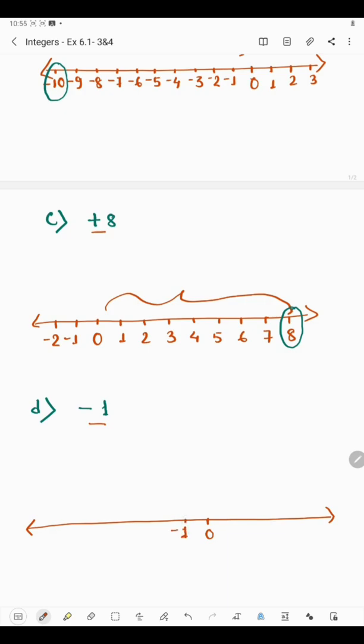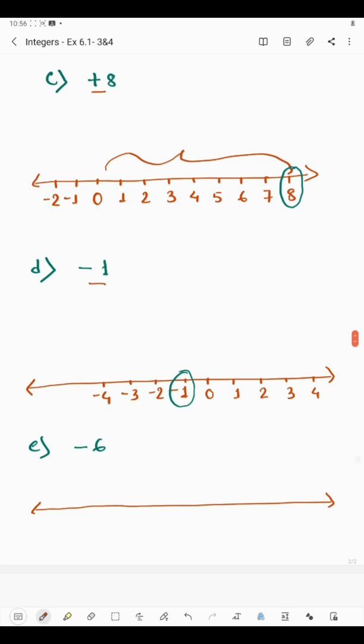Say this is -1, -2, -3, -4, and the right side of 0 is all positive. So 1, 2, 3, 4 and so on. So we have to locate -1 on the number line. So -1 is exactly left of 0, which is here, okay, on the number line. Now coming to the last part.